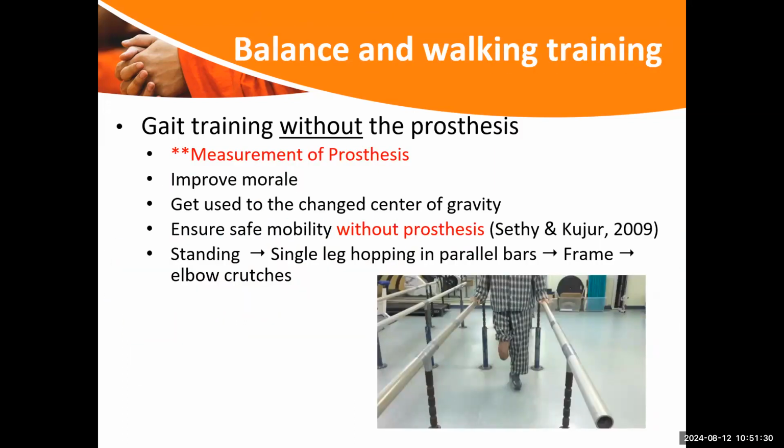Okay, so you have to have the patient at least able to stand. Okay, some patients really can't stand, maybe can stand only 30 seconds. So that kind of patient cannot measure the prosthesis. So you need to train them with their standing tolerance. Okay. So of course, we gradually increase the difficulties, start by standing, and then single leg hopping, later on walk with a frame or hop with elbow crutches.